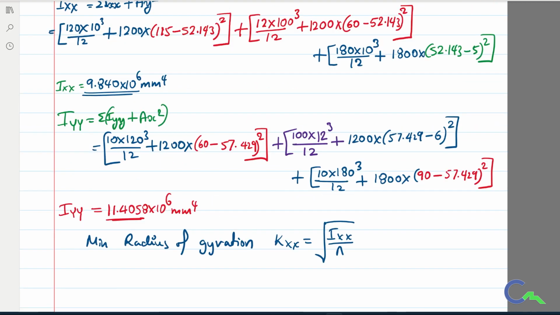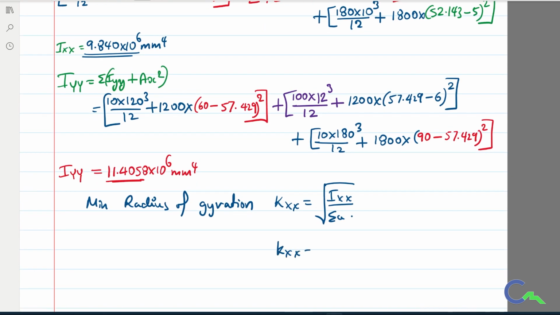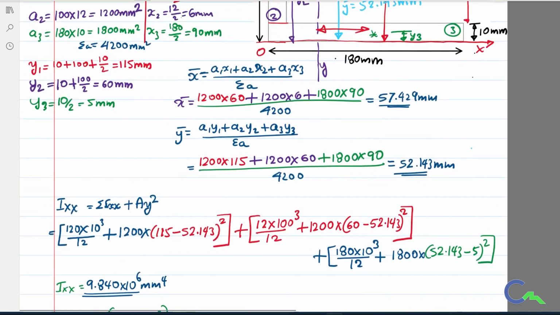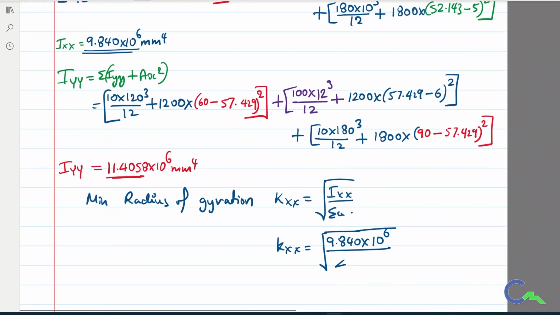Therefore, I will call it Kxx, which is equal to root of Ixx divided by sigma A. Sigma A we already calculated. So Kxx is equal to root of 9.840 into 10 to the power 6 divided by sigma A, which we already calculated as 4200. Therefore we'll get the minimum radius of gyration as 48.403 millimeter. So this is the second problem.